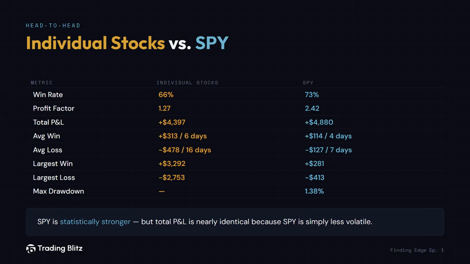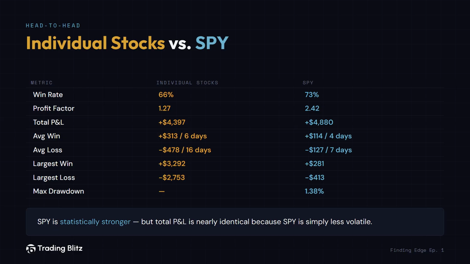We also see similarities with the average hold time. For winning trades, it was only 4 days, and losing trades average 7 days. So both are shorter than what we saw with individual stocks where winners took 6 days and losers dragged on for 16 days. So the index resolves faster in both directions.